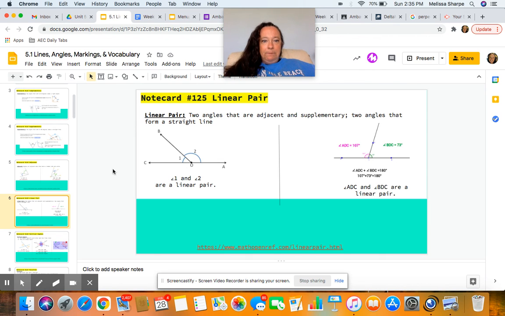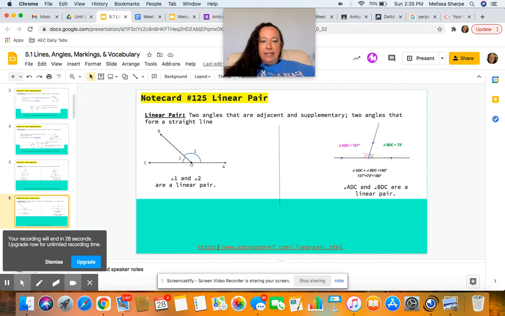They add to 180. Again, here is a site for you to go see some more about this, and go ahead and finish up note card 125.